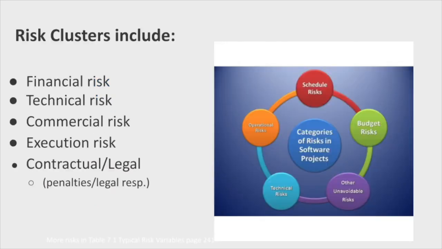So we can think of risk along a number of clusters. We'll call them risk clusters. Financial risk, anything involving money. Technology risk, anything involved in technology and what can change in technology. Commercial risk, competition, business environment, these things. Execution risk, which is when we actually do it. And contract and legal risk. If we sign a contract with someone to pay them or sign a contract to do something for them, what are the risks involved there as we move through that?